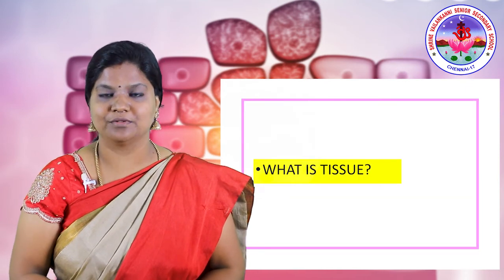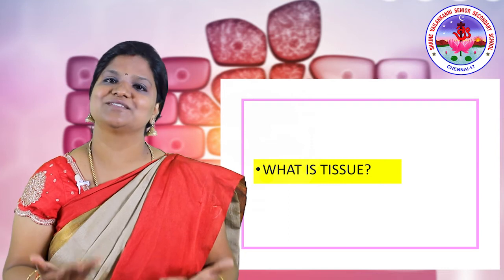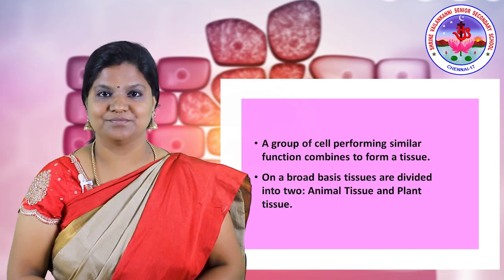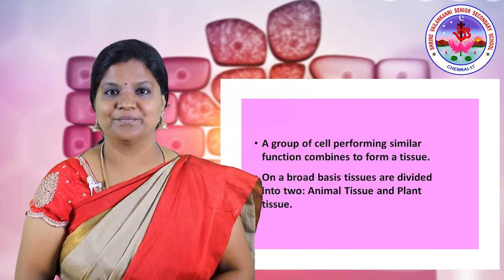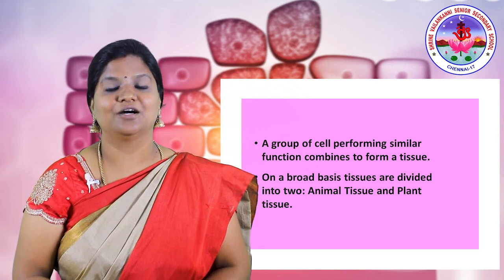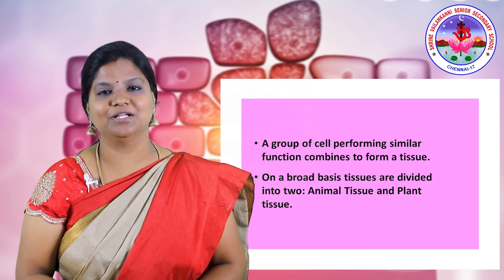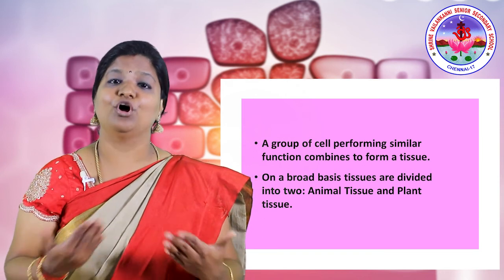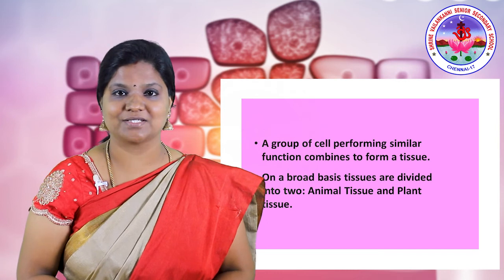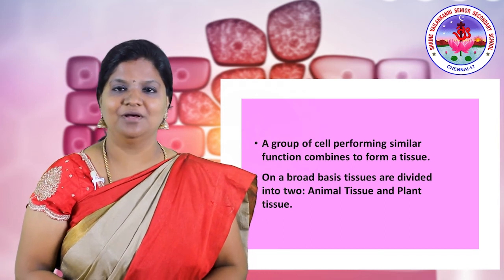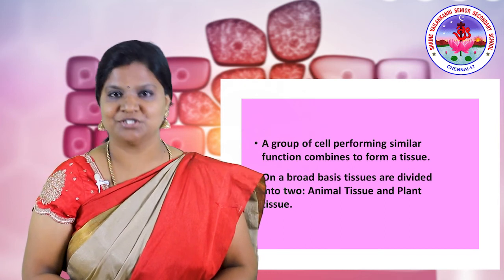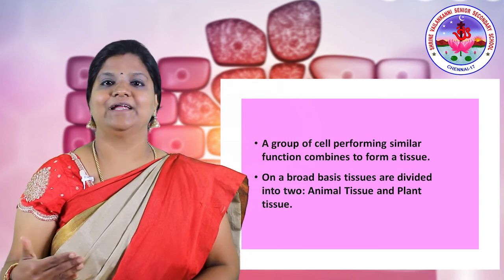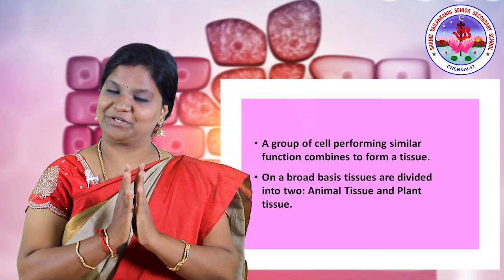Next we move on to the third question, that is, what is tissue? Simple one. Check the answer. A group of cells performing a similar function which combine to form tissue. On a broad basis, tissues are categorized into two types. One is plant tissue and the other one is animal tissue. If you said all the correct answers, just give a clap.